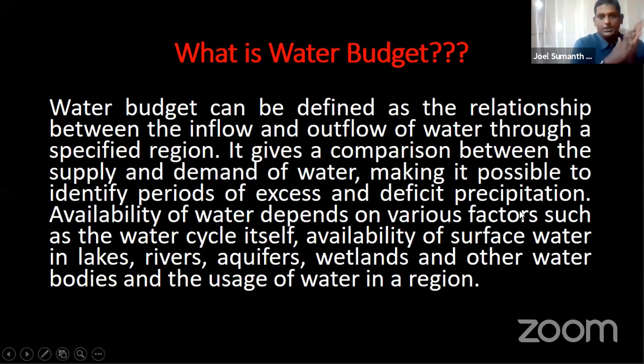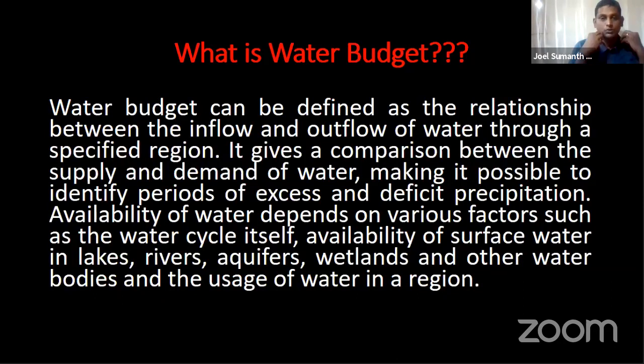First, we'll talk about what is water budget. Water budget is defined as the relationship between the inflow and outflow of water through a specified region. So what does this mean? This means how much water is flowing into a region. When we say a region, it can mean a state, a city, a colony, a campus, a house.